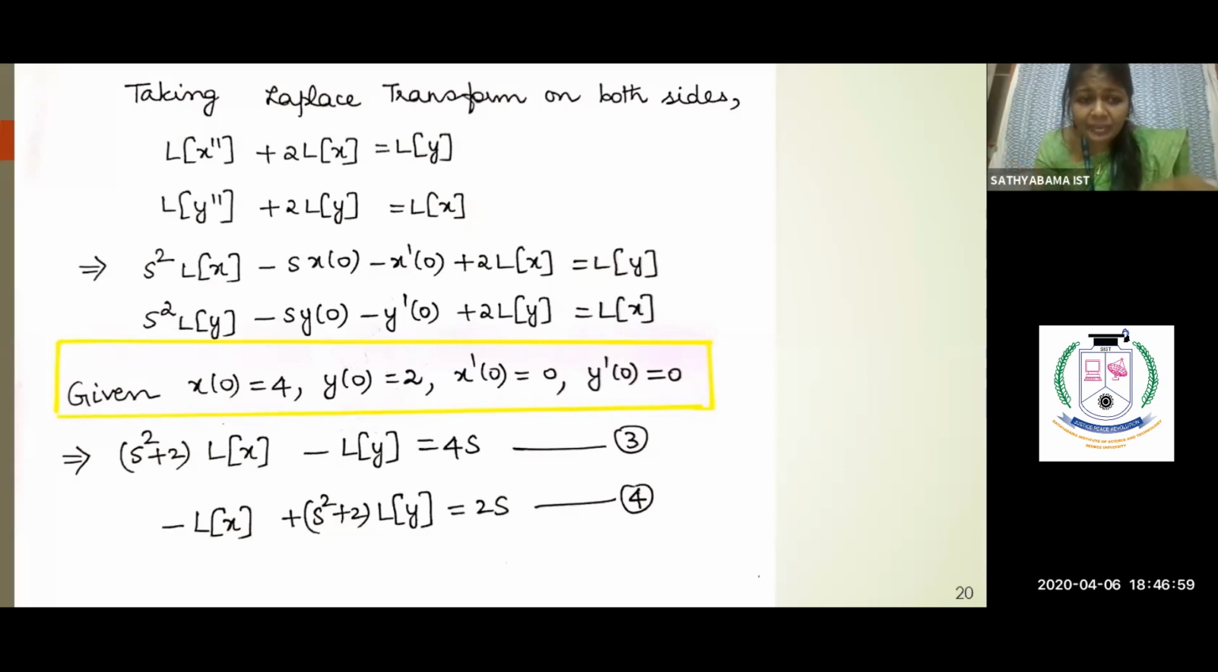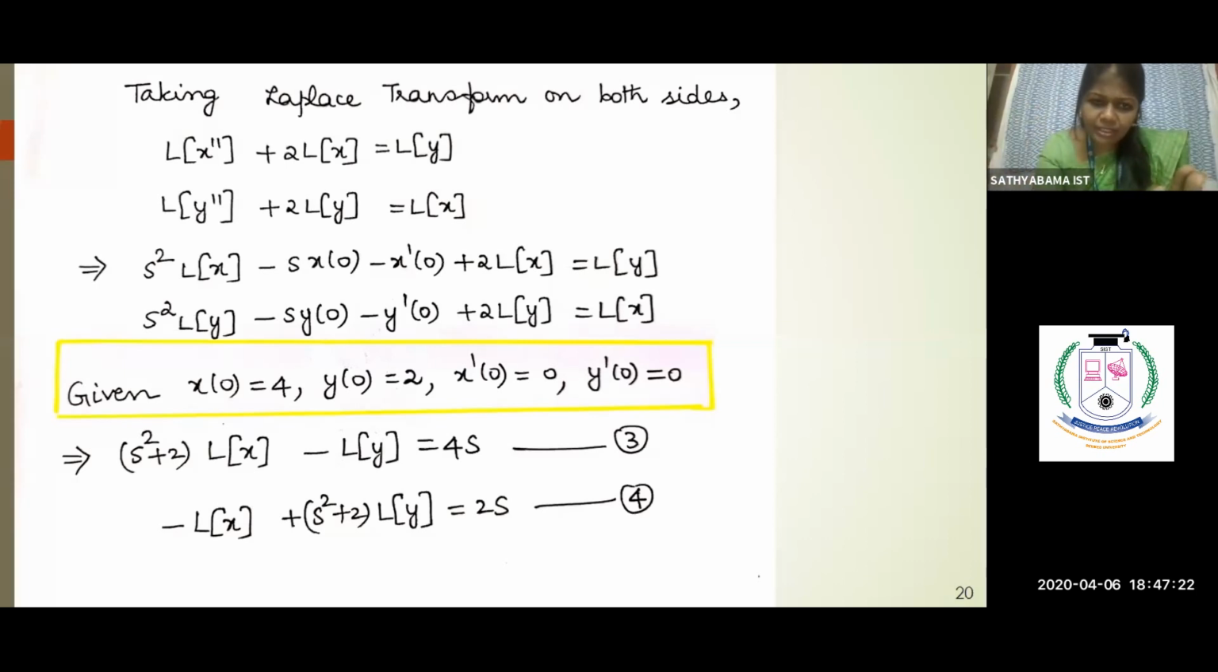I mean the fourth equation. Write the L of x term first. Now L of x is only in the right hand side. So when you bring it to the left hand side, what will you get? Minus L of x plus. Collect all the L of y terms. I have 2 L of y terms. s square L of y, 2 L of y. Bring it together. s square plus 2 into L of y. Equal to. Take all the other terms to the other side.